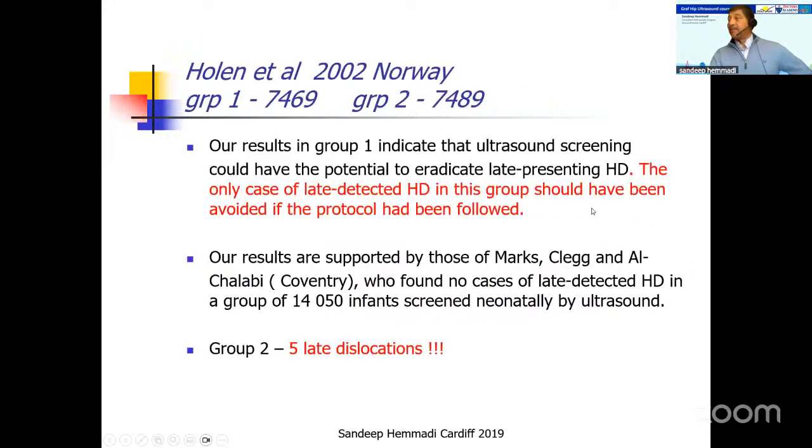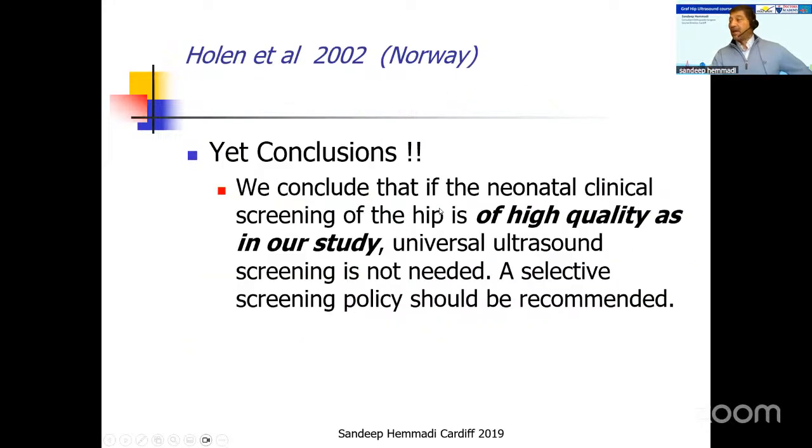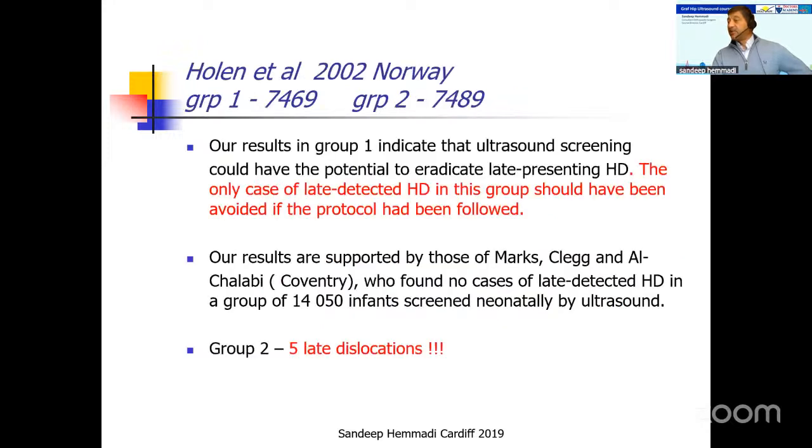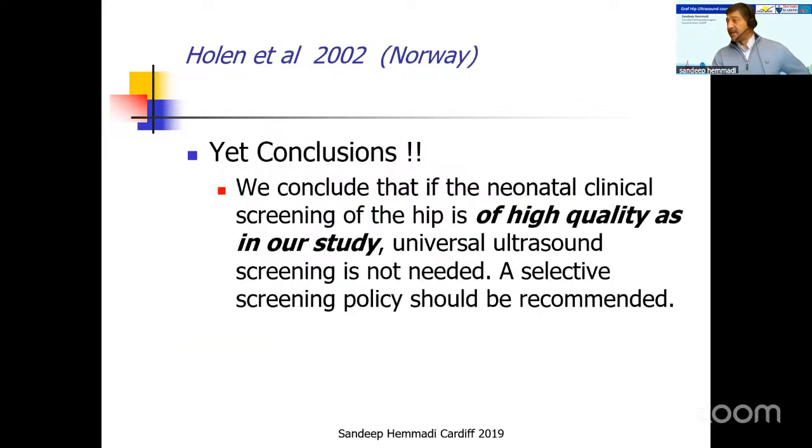This was a paper from Norway, which tried to look at universal screening versus selective screening. They had 2 groups similarly matched. In the universal screening group, they had one late presentation, and the paper clearly says this late presentation only happened because that child didn't turn up for the screening program. In the other group, where they did selective screening, they had 5 dislocations. I would have thought group 1 had done better than group 2, but in their conclusions, they decided that both were similar. So that was a bit odd.